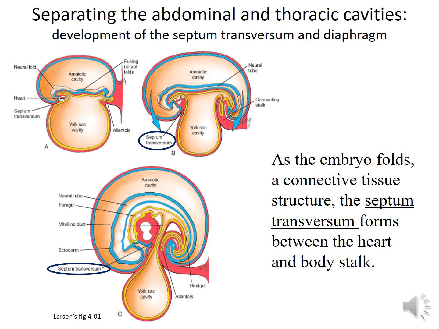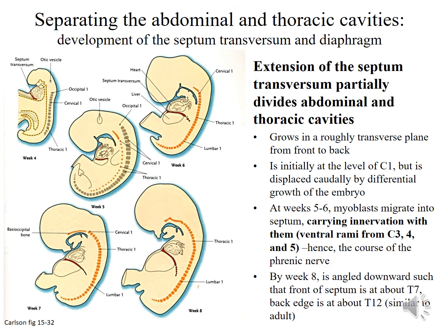Here we can see what happens after folding. The septum transversum assumes a caudal position and it is situated below the developing heart and just above the developing liver. This is the extension of the septum transversum, showing how it descends from the neck region. It assumes its thoracic position and it divides the abdominal and the thoracic cavity. It grows in a transverse plane.